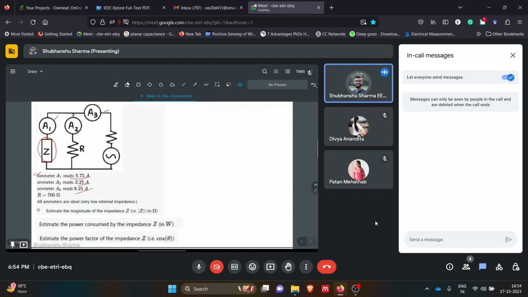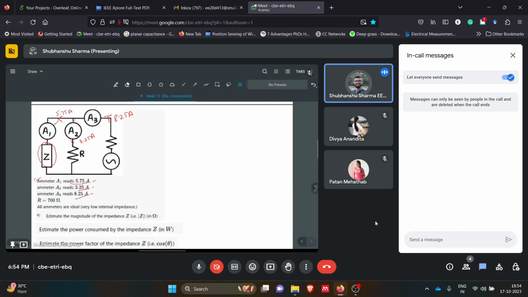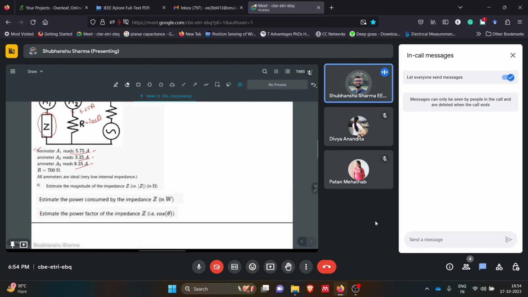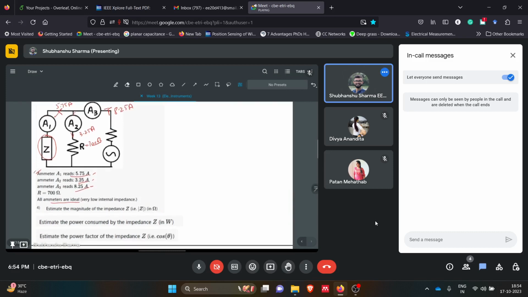But we have these ammeter readings here. A3 is 8.25 amperes, A2 is 3.25 amperes, A1 is 5.75 amperes. Okay, so the resistance here is 700 ohms. This we know. Now they are saying all ammeters are ideal. Estimate the magnitude of impedance Z.